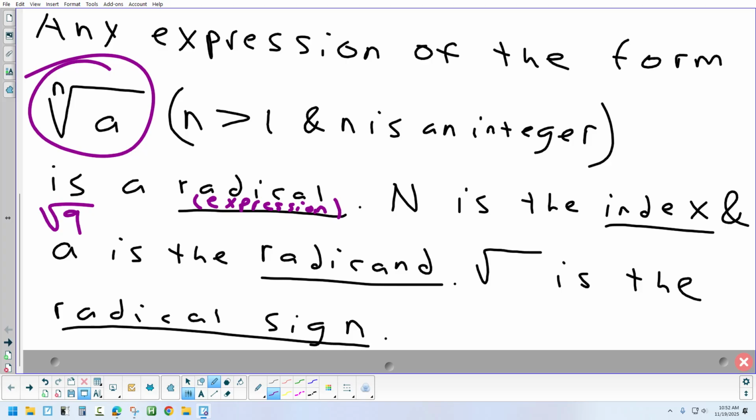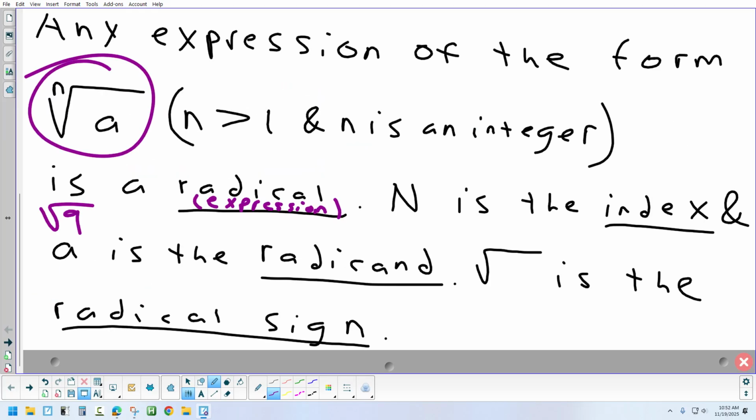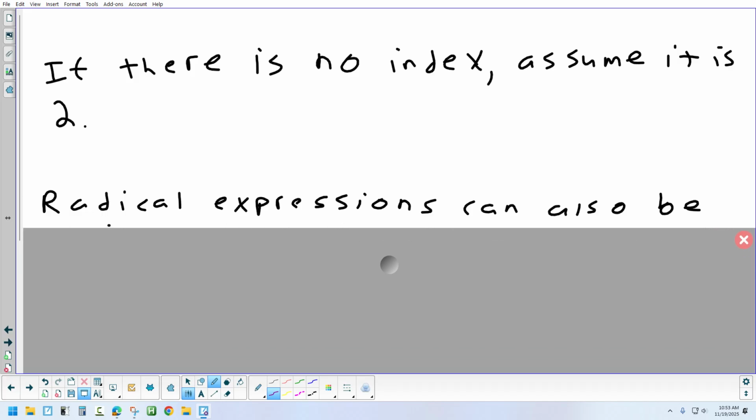If you take a radical expression, like the square root of x minus 2, and set it equal to something, you've now created a radical equation, because now it has an equal sign. Eventually we'll look at solving some radical equations. That'll be the last thing. And if you don't see an index on a root, we always assume that it is a 2.